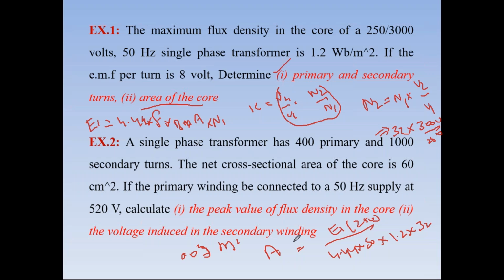Remember one thing, here you need to use two equations: one is the EMF equation and the other is the transformation ratio. Based on these two equations only, you can calculate whatever you need. Once again, I'm repeating this: K is equal to V2 divided by V1, N2 divided by N1, E2 divided by E1, and I1 divided by I2. So current is inversely proportional to all the remaining parameters, that is voltage, number of turns, and induced EMF.